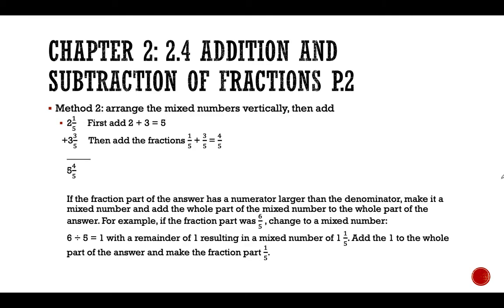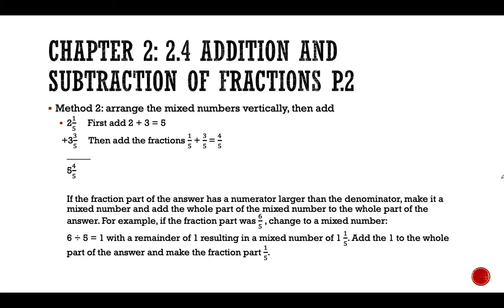Now method 2, we can arrange the numbers vertically and then add them. So you can see I have arranged them one on top of the other, 2 1/5 over 3 3/5. First, we add the whole numbers. 2 plus 3 equals 5, and we bring the 5 down. Then we add the fractions. 1/5 plus 3/5 equals 4/5, and we bring that down. So the answer is the same, 5 4/5.